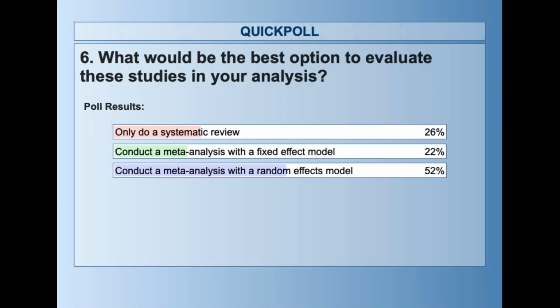You can see the most popular option amongst the attendees is the final one. Conduct a meta-analysis based on your test of statistical heterogeneity. And if it's high, then you'd want to do a random effects model. So thank you very much, Hala.